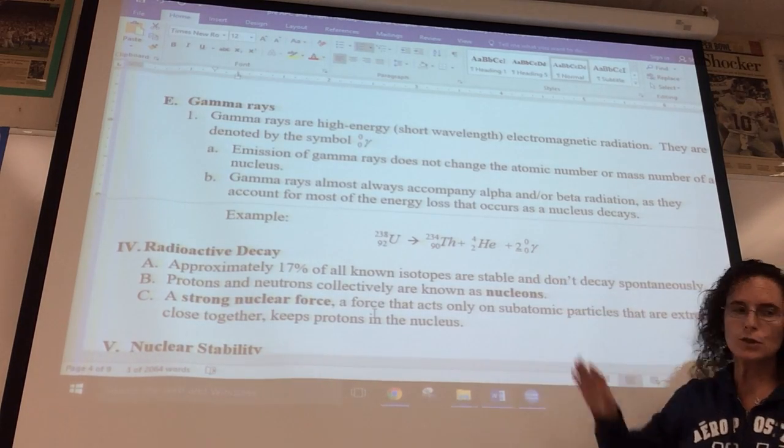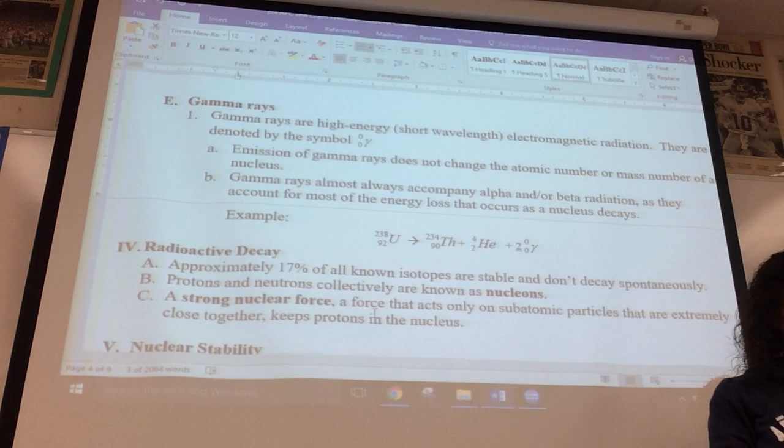So what you want to get from the lesson is an understanding of how radioactivity was discovered, the three main types of radioactive particles, alpha, beta, and gamma, and you want to make sure that you are comfortable writing balanced nuclear equations, and that's what you'll get some practice with.